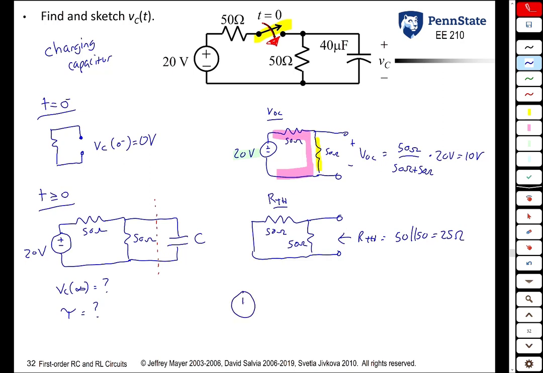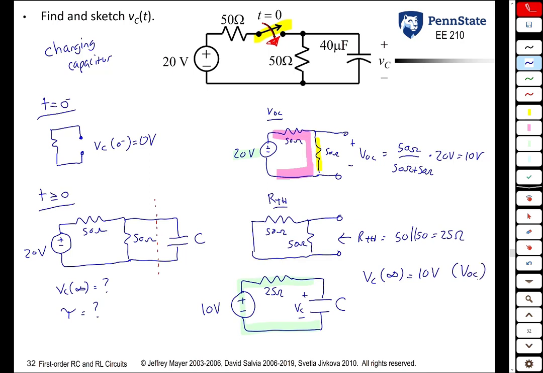So for t greater than or equal to 0, our circuit looks like this. The reason we wanted to come up with this Thevenin equivalent as seen by the capacitor is VC of infinity is now trivial. It's 10 volts. It happens to be VOC.